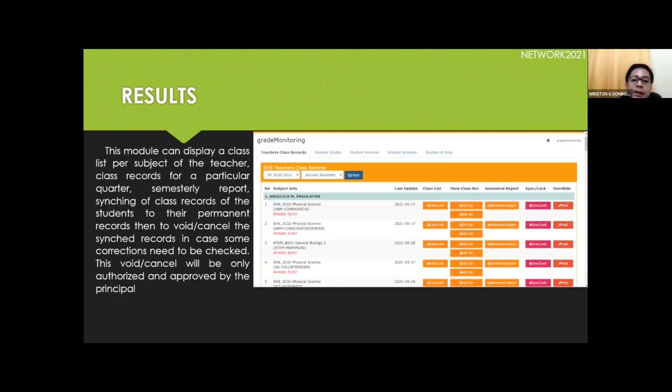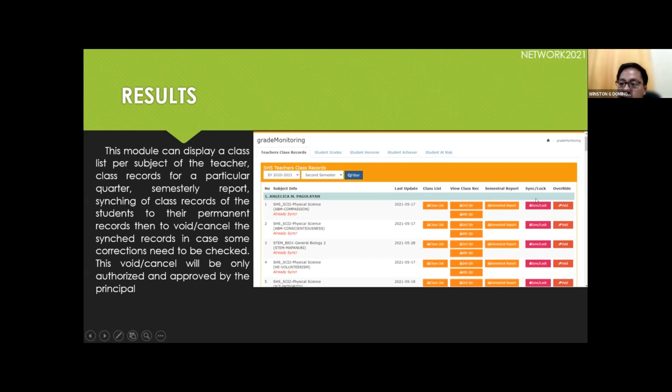And also, the principal has access to monitor the class records of the teachers under his or her supervision. So he can check the class list, and view the class record, the third quarter and fourth quarter record, since this record is for the second semester, because first quarter and second quarter are under the first semester, and third quarter and fourth quarter are for the second semester.